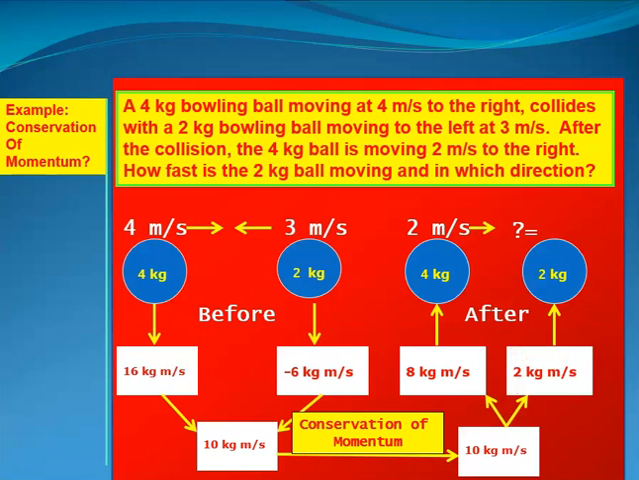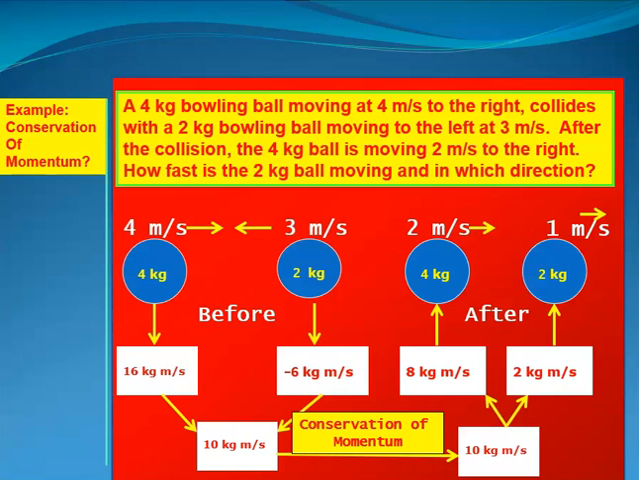Now working back up, our unknown velocity times 2 kilograms is going to equal 2 kilogram meters per second. Therefore, that unknown velocity must equal 1 meter per second. And since it's a positive one, it has to be moving to the right. That was kind of obvious since the 4 kilogram bowling ball is moving to the right. There's no way the 2 kilogram could have been moving in the other direction, but sometimes it's not obvious what the direction is.